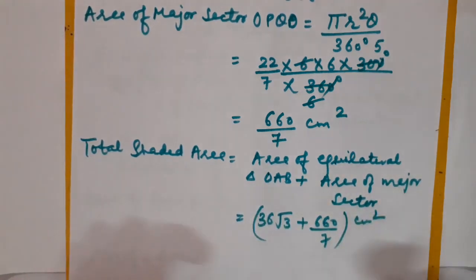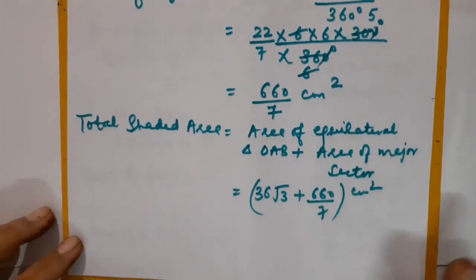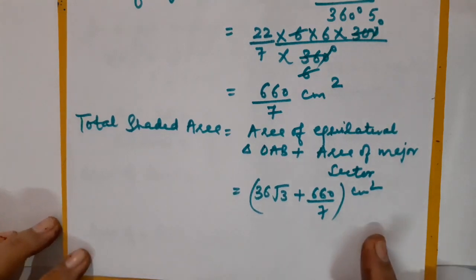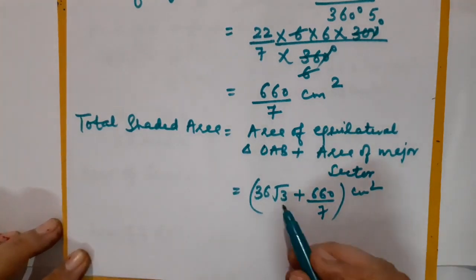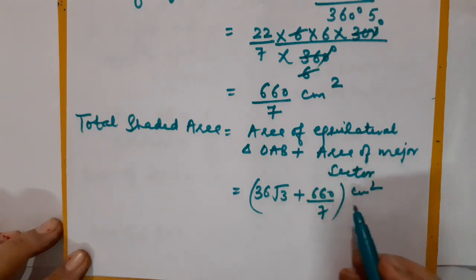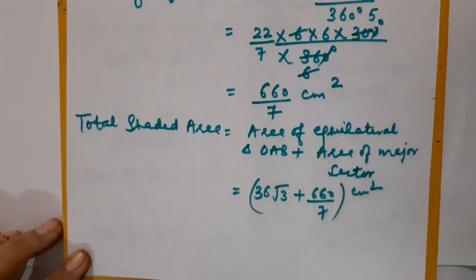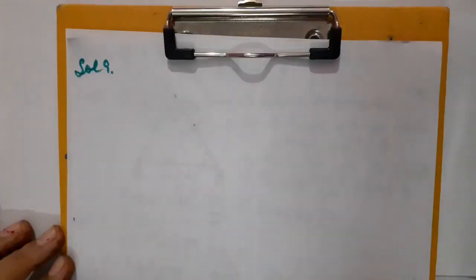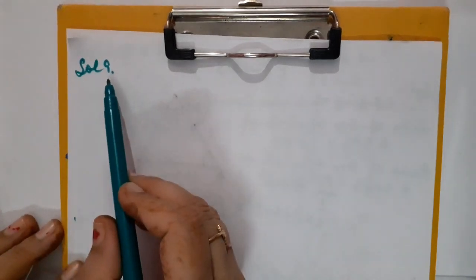You can take it as common and write it once only. So children, this is our answer. Suppose you are given the value of root 3, you can insert that value also. Otherwise, this is our answer. Correct? Okay children, now I am going to switch to the next question. That is question number 9.